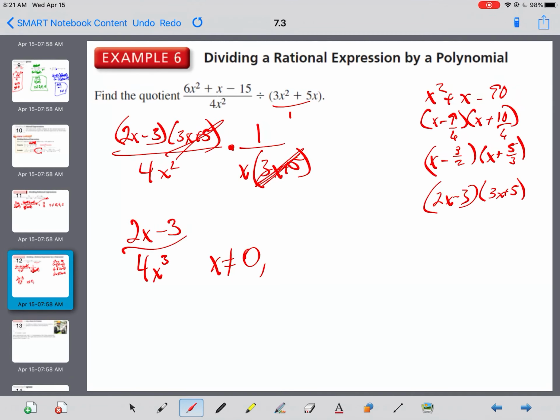So 2x minus 3 over 4x to the third. And x cannot be 0 or negative 5 over 3.